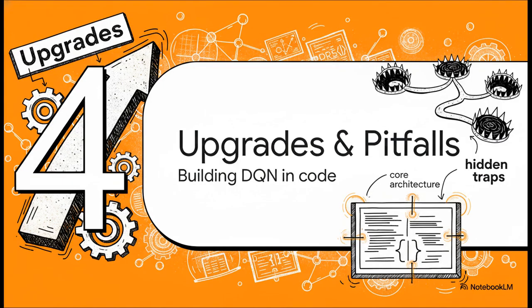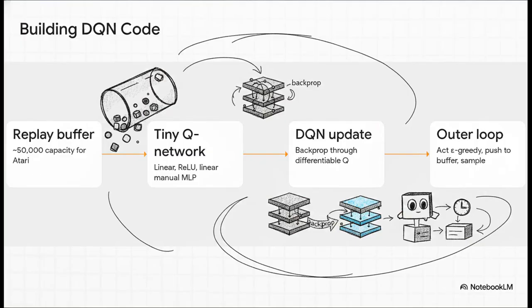All right, Section 4, Upgrades and Pitfalls. Let's see how this is actually built. So now that we have the core architecture, let's look at how it practically comes together in code. Building a DQN fundamentally requires these 4 steps, and it doesn't matter if you're running a fast little toy grid world or scaling up to 200 million frames of Atari.